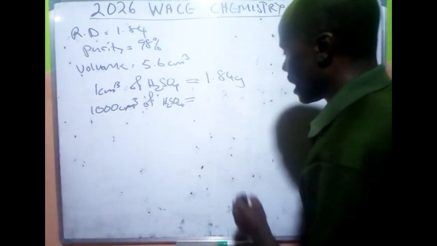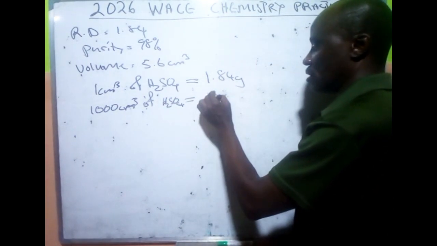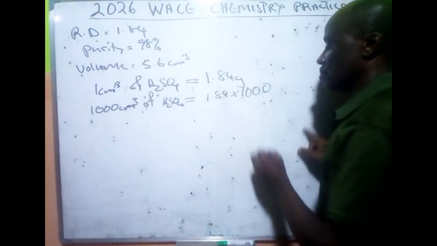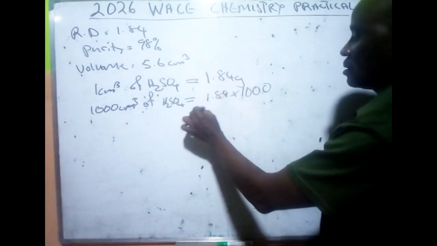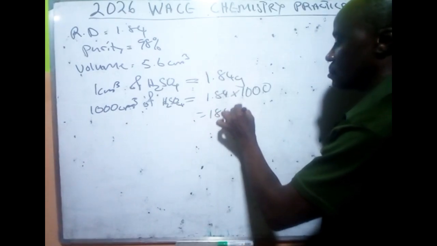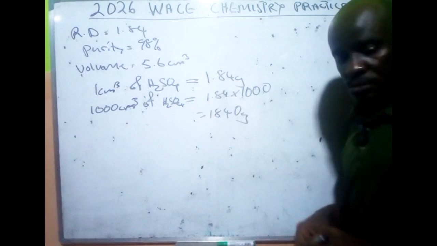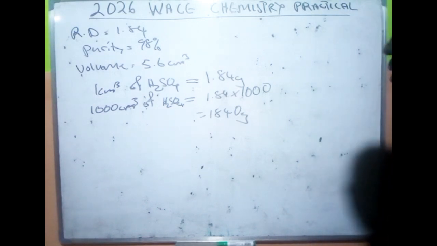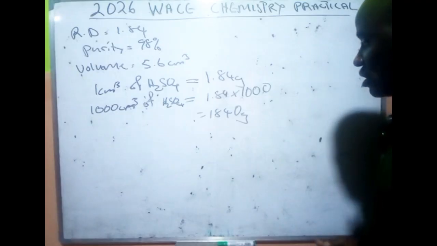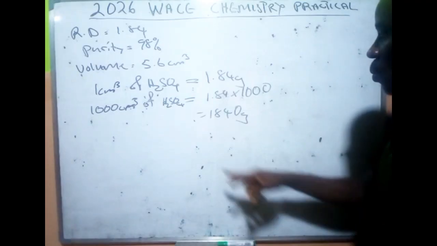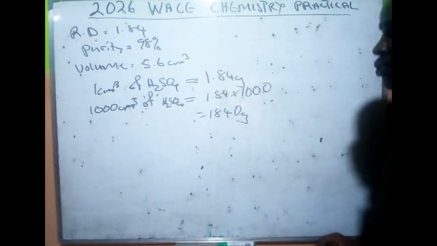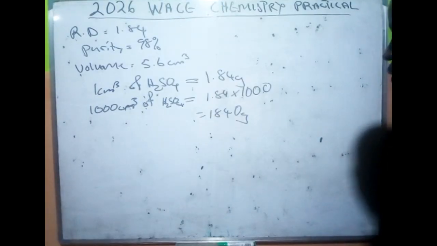So for the 1000 cm cube, what it will contain will be 1.84 times 1000. That will give us 1840 grams. That is the mass of 1 dm cube of that solution. So what else are we going to do?